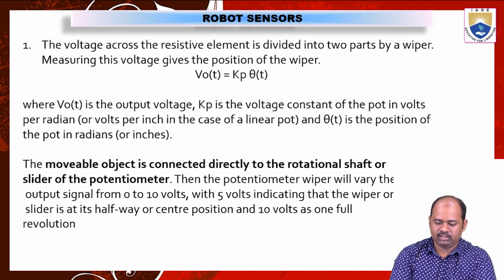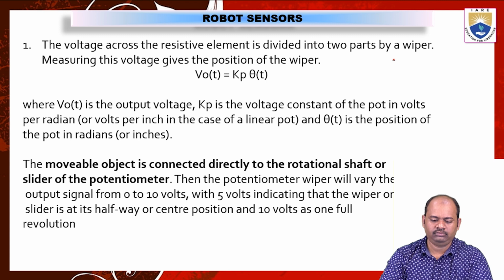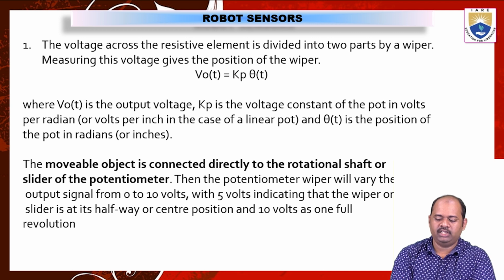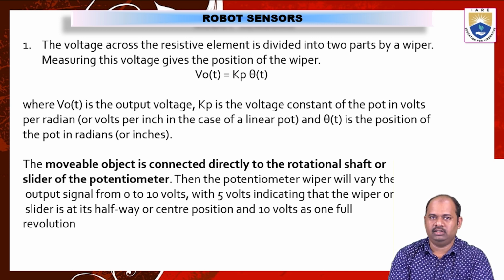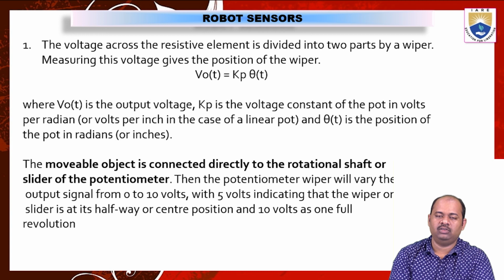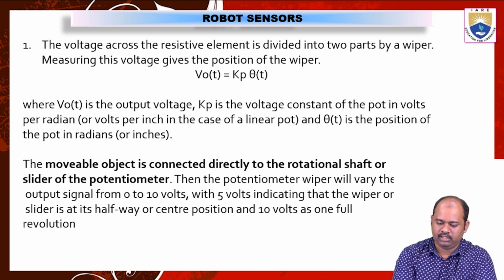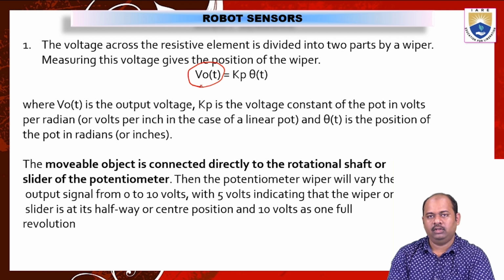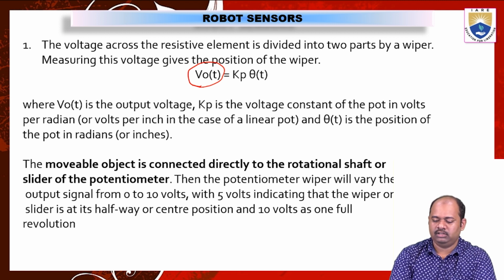The voltage across the resistive element is divided into two parts by the wiper. Now, we have to measure the voltage, and this voltage will give you the rotation, or the angle through which the robotic link has rotated. See here, V naught of t. V naught is nothing but the difference of voltage. Here, V naught is the output voltage.